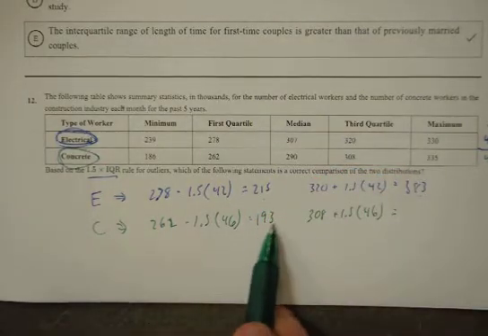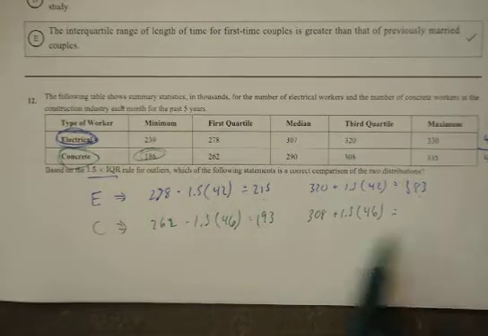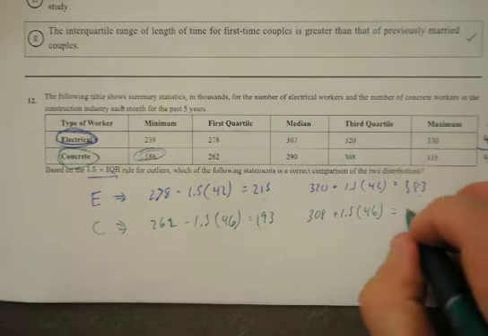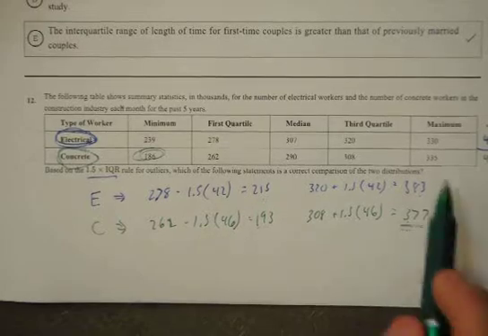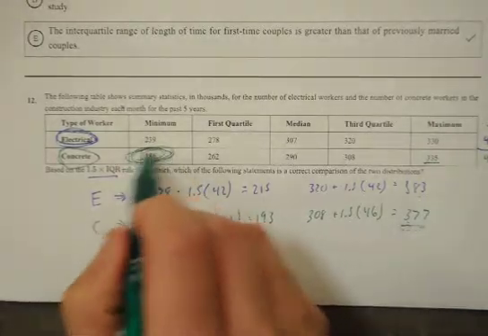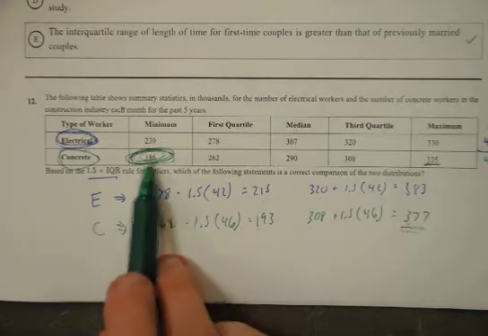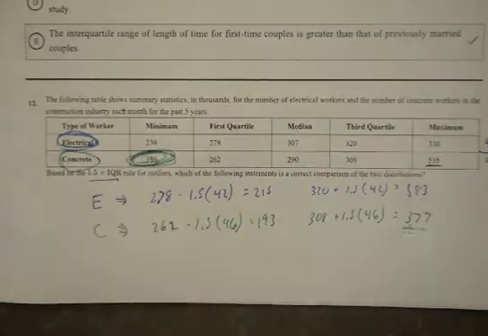193. Are there any values less than 193? Yes, there are. Alright, 308 plus 1.5 times 46 is 377. Are there any values greater than 377? No. So there is a lower extreme value here that is beyond the bounds, so this is an outlier. There's an outlier for concrete.